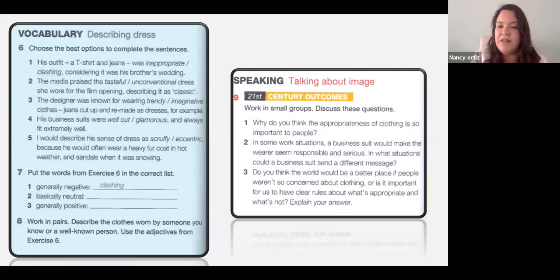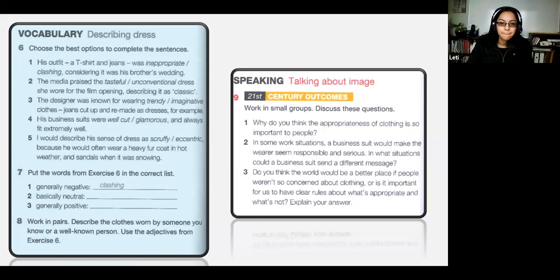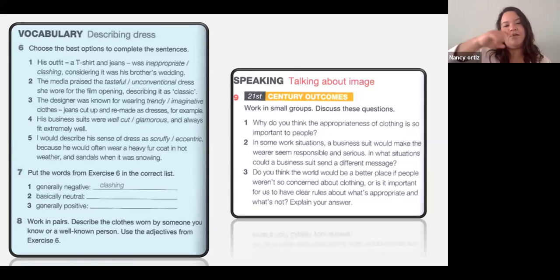In what situations could a business suit send a different message? Alma, you're raising your hand. Alma, we don't hear you because your microphone is closed. I'm sorry, but let's try. It's question number 2, right? Yes. In some situations, a business suit could make the wearer seem responsible and serious. In what situation could a business suit send a different message? A different message? I don't understand. A negative message? Yes. Areli is raising her hand. If you want, she can help.